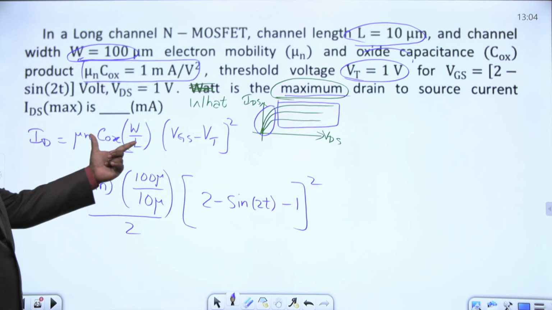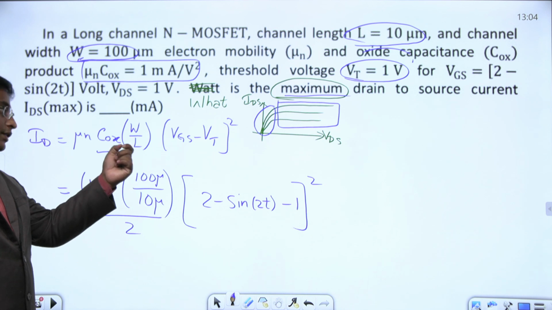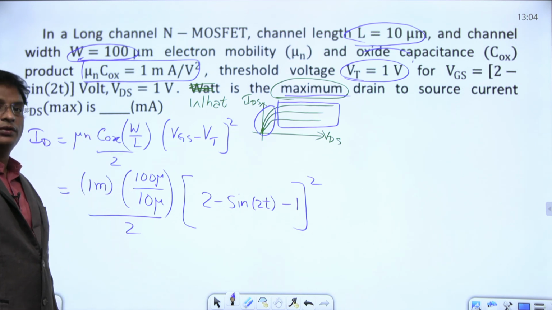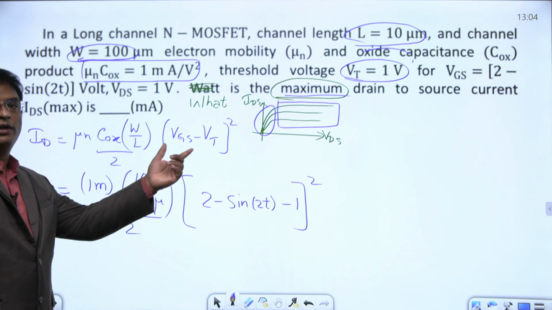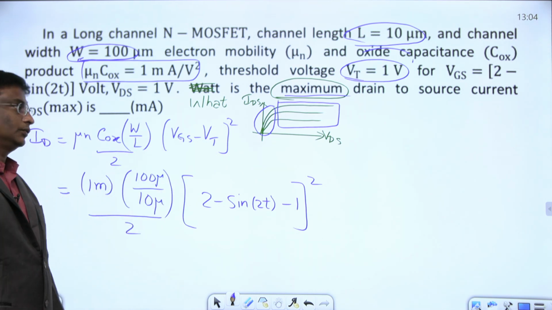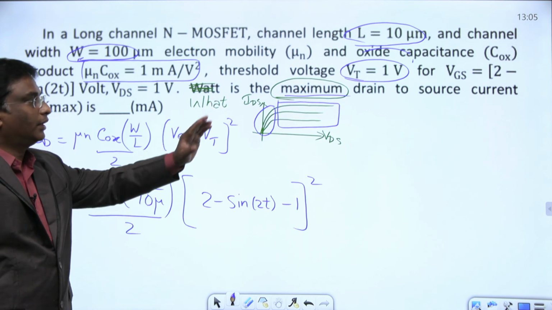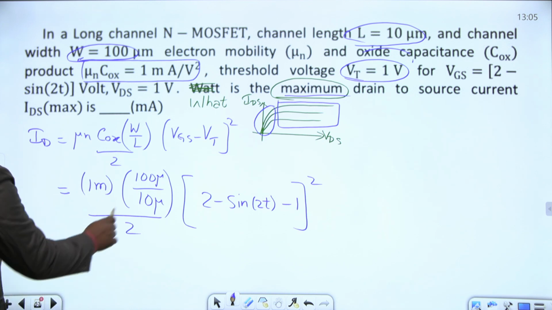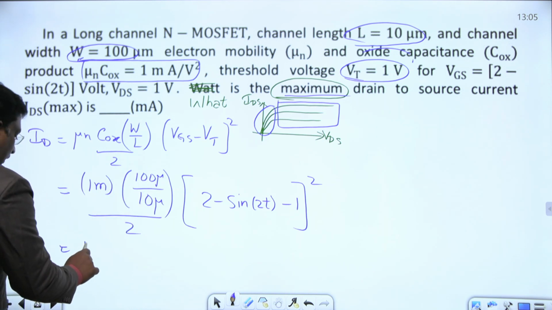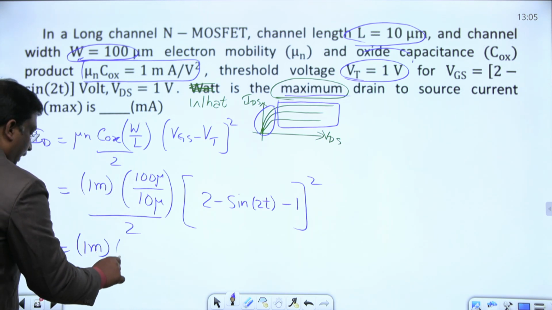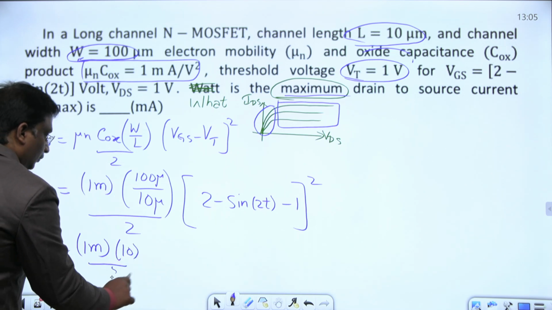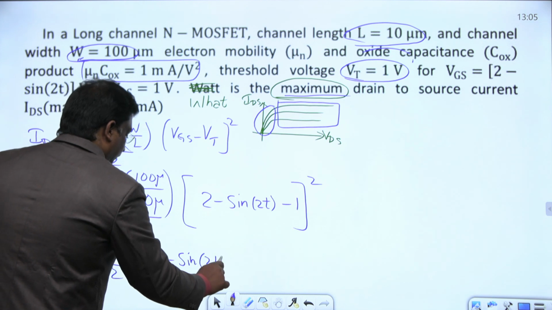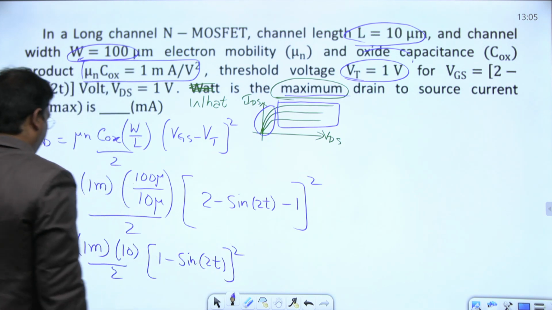The current equation can be written for the linear or non-saturation region as well as the saturation region. In the non-saturation region, you get (VGS minus VT) into VDS minus VDS square by 2. But since they ask for the maximum current, you have to take the saturation region current equation only. This is 1 milli into 10 divided by 2 into (1 minus sin 2t) whole square. This is your ID.